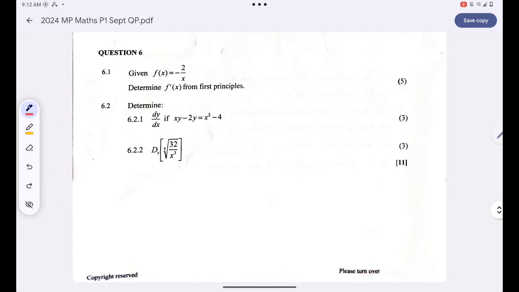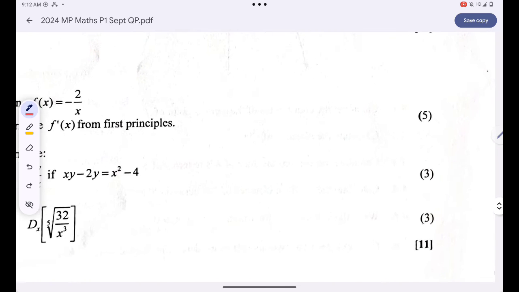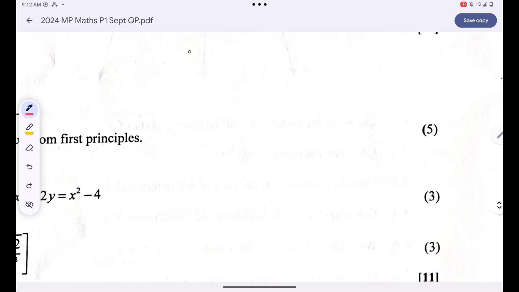We are given the equation of f of x. We are supposed to determine the derivative from first principles. There is an equation we use to find the derivative from first principles. It simply says f prime of x is equal to the limit as h approaches 0 of f of x plus h minus f of x all over h.